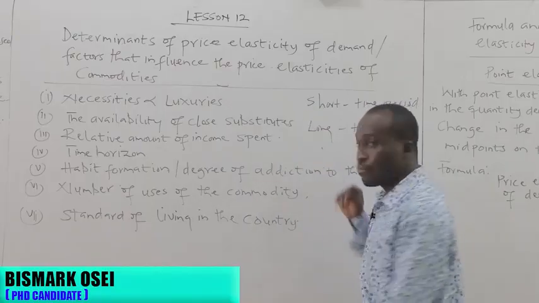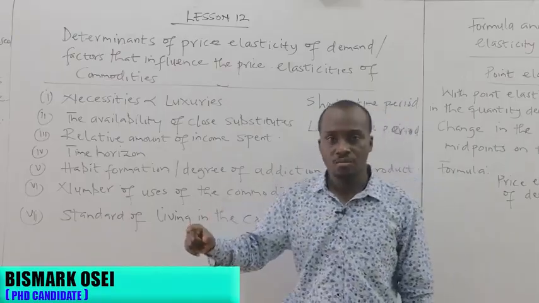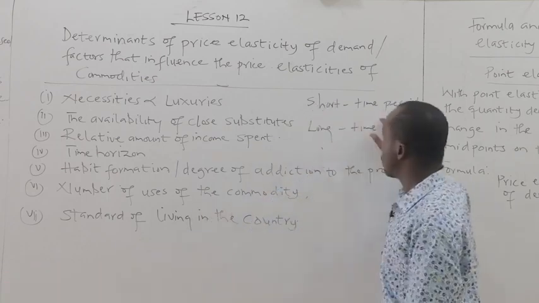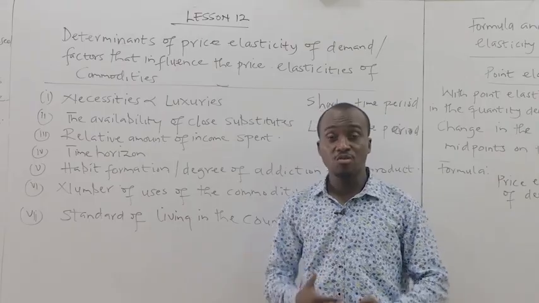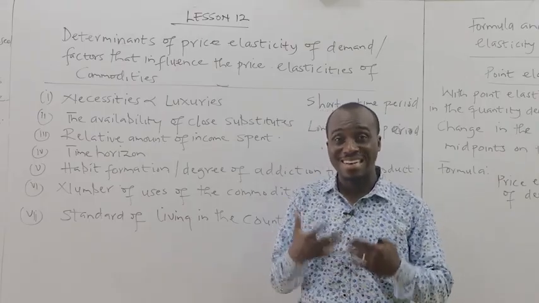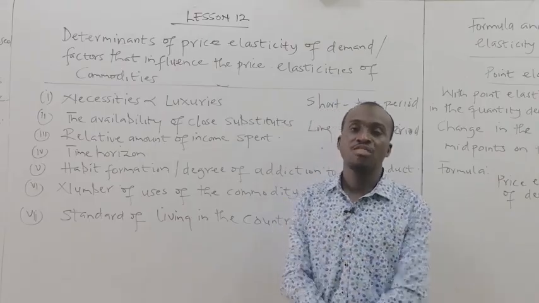In the long run, people's demand for a product becomes elastic. In a short run, people's demand becomes inelastic because they are marginalized. They have a short period, they are not able to discover the other place they can get the same product to buy at a very cheap price.